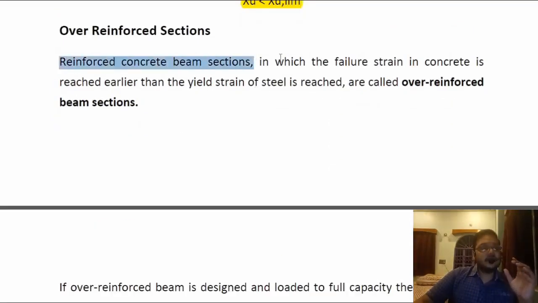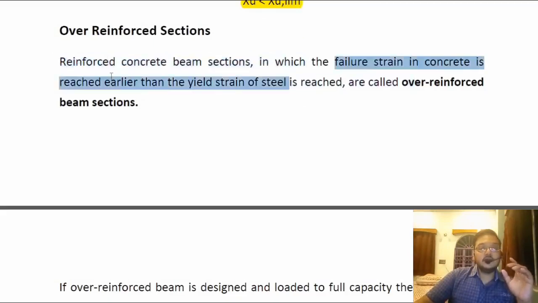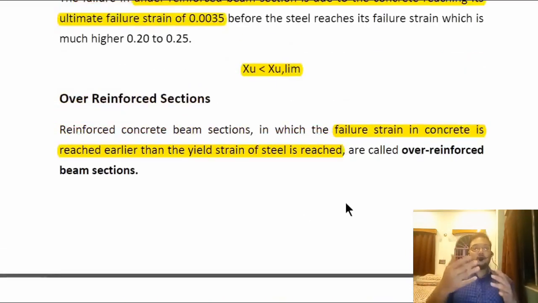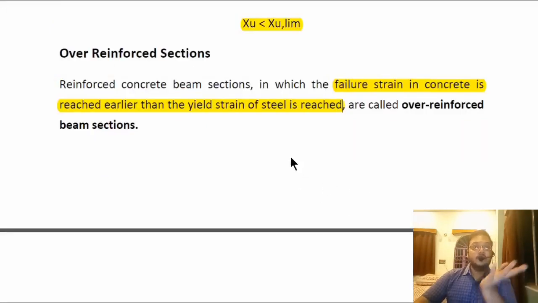Now for the over reinforced section, the reinforced concrete beam sections in which the failure strain in concrete is reached earlier than the yield strain of steel is reached. So here the concrete will reach its failure strain first, and only then the yield strain of steel will be reached. So you can see that the section will get brittle and crush immediately, because the concrete will have brittle failure. I'm just talking about the failure strain of concrete and the yield strain of our steel.